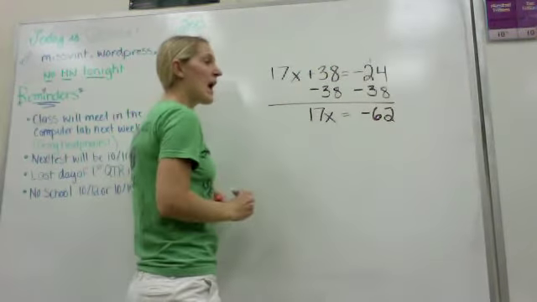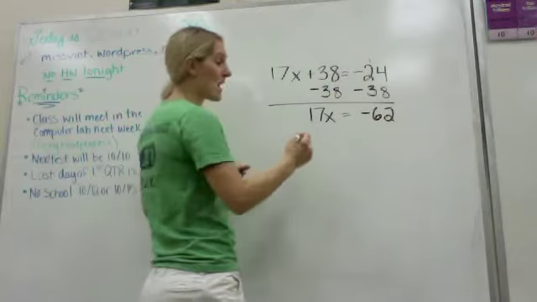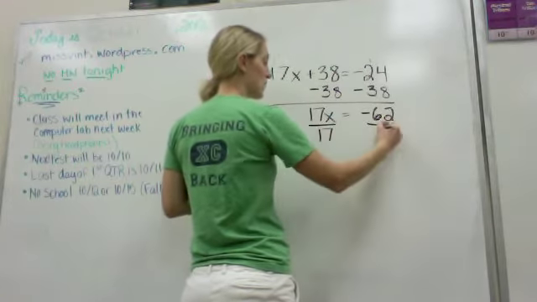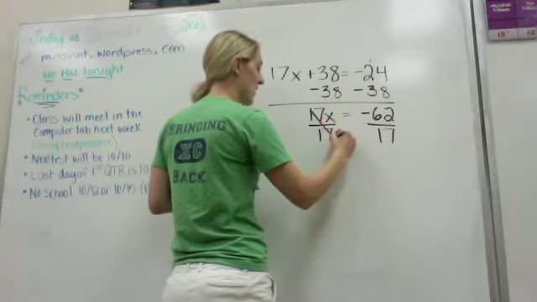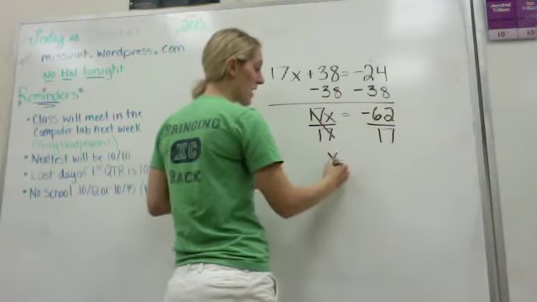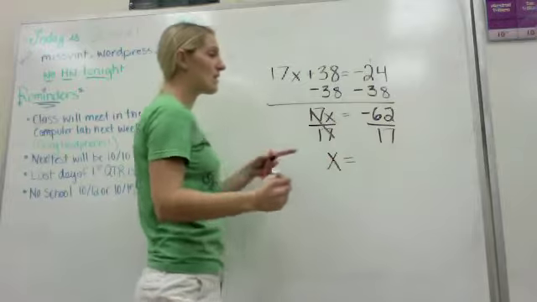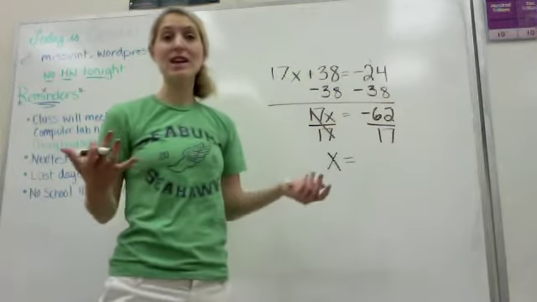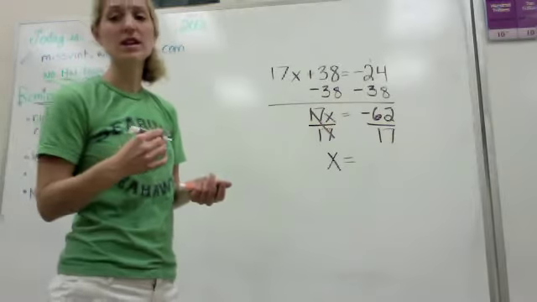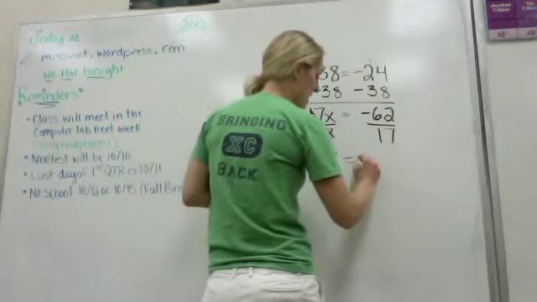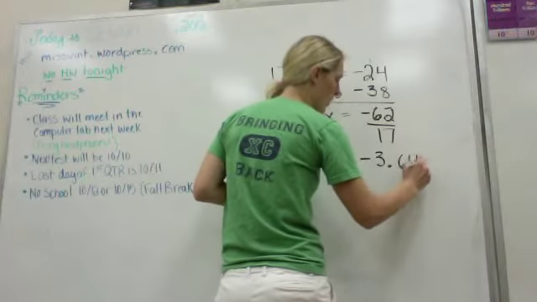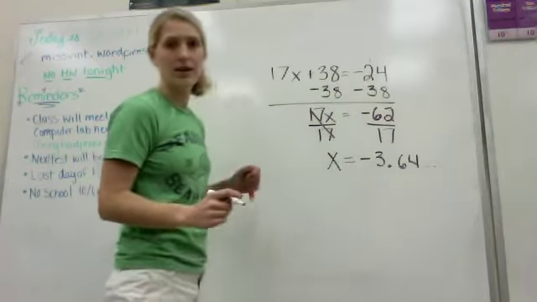Okay. And at this point, I'm going to divide both sides by 17, which is the coefficient in the left member, leaving me with x equals. Well, this is not going to give me a very pretty answer, to be honest with you. It's going to give me a decimal. It's going to give me negative 3.64, okay?